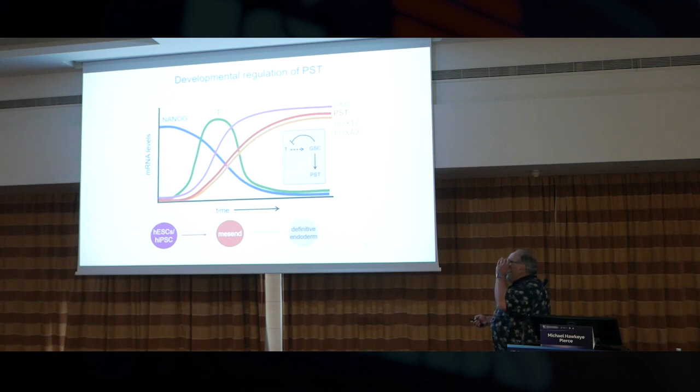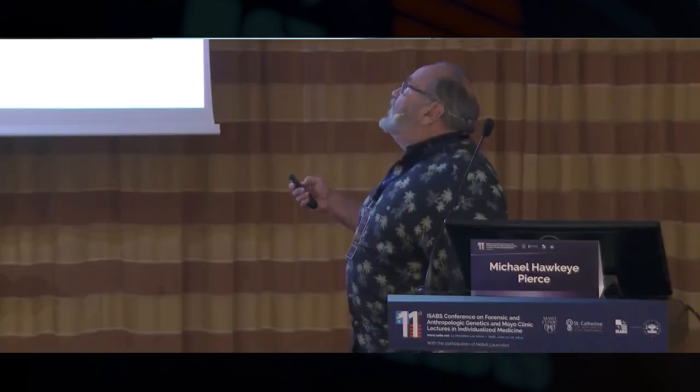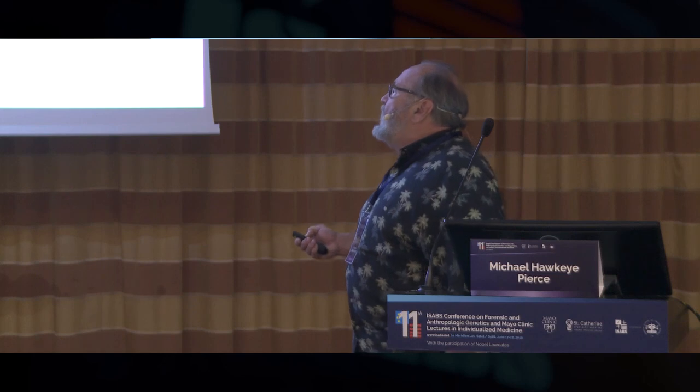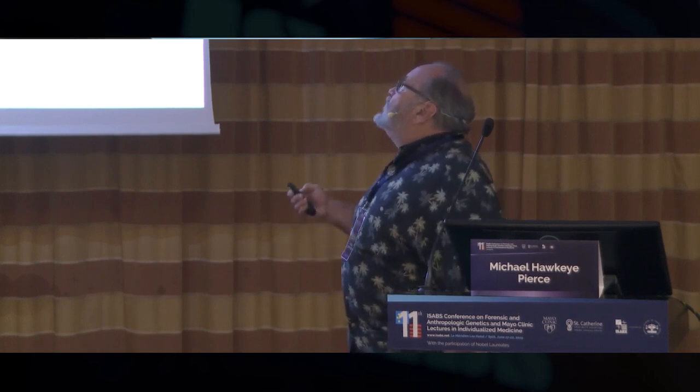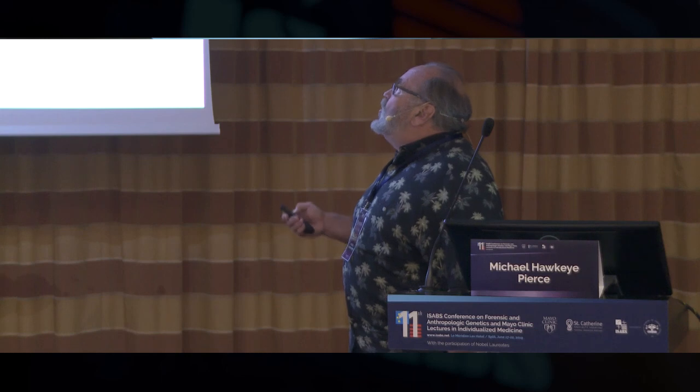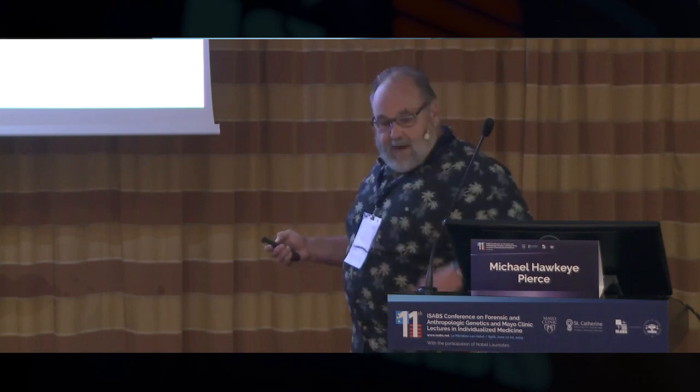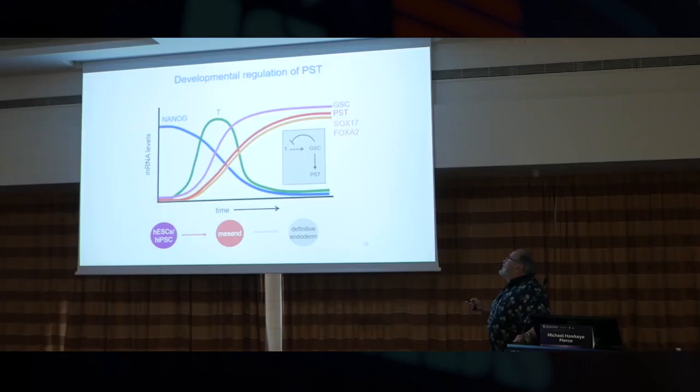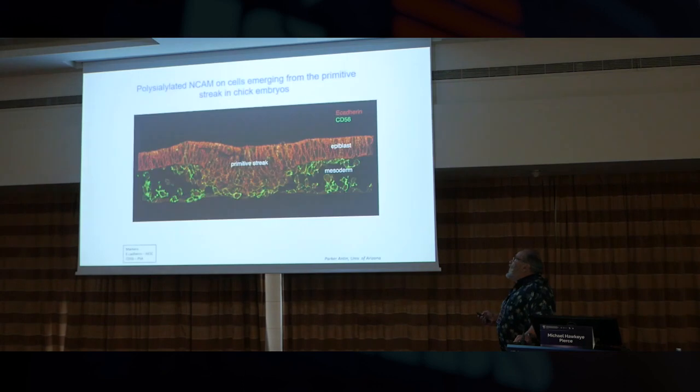And transcriptionally, if you look at PST in the definitive endoderm pathway that I just mentioned, it comes up after goosecoid comes up, and so there's evidence that goosecoid can induce polysialic acid through inducing PST, along with other genes that are responsible for early differentiation, and NANOG is basically turned off. So these enzymes are developmentally regulated very tightly.